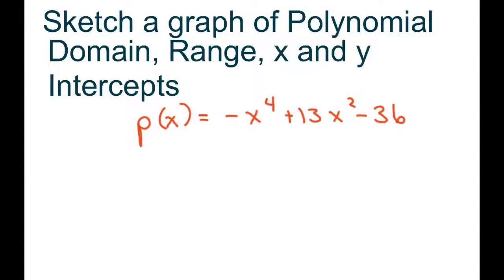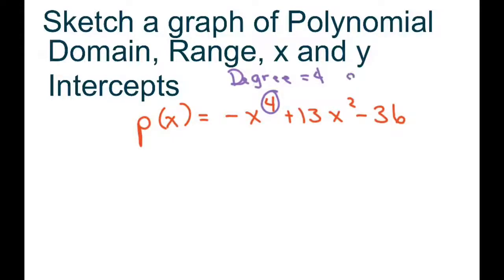Hi everybody, we're going to sketch a graph of this polynomial here, state the domain and range, and find the x and y intercepts, look at the degree, the end behavior, and a lot more things. So first of all, the degree is 4. That's going to help us with our end behavior.